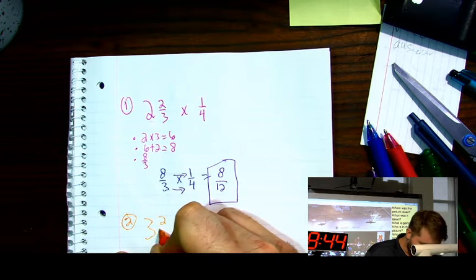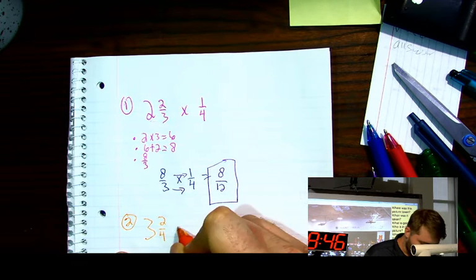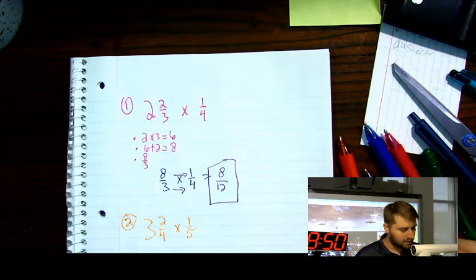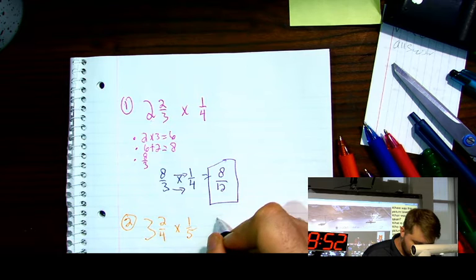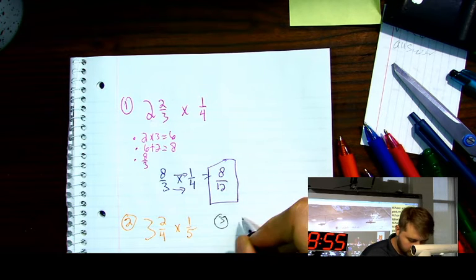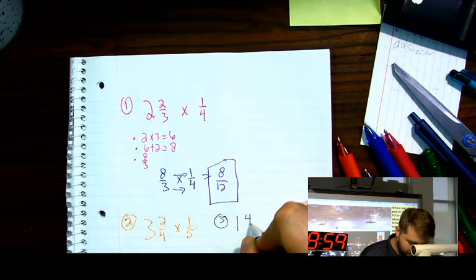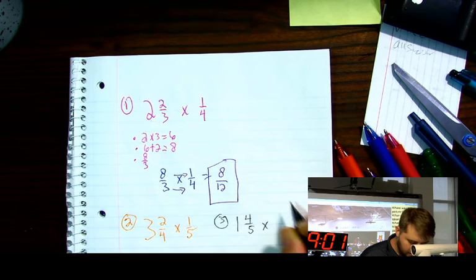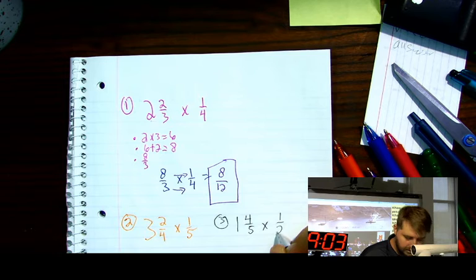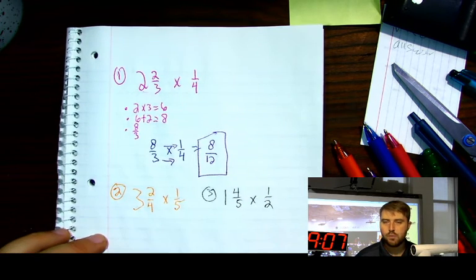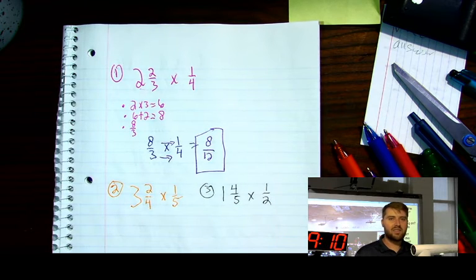Our question 2 is 3 2/4 times 1/5. Question 3, that is your other exit ticket problem for today, is 1 4/5 times 1/2. There you go. You all are good to go. Once you solve these 2 problems, you are done for math for today.